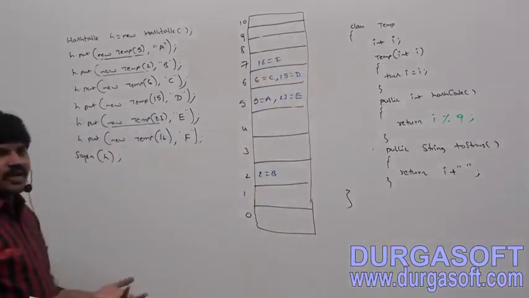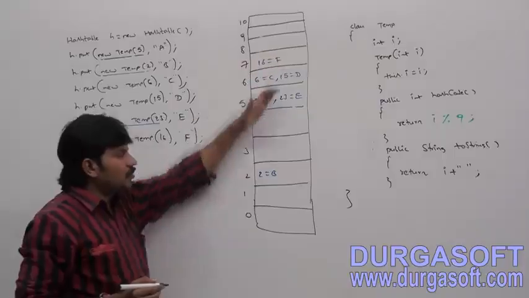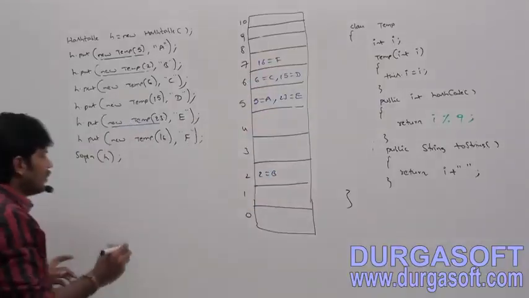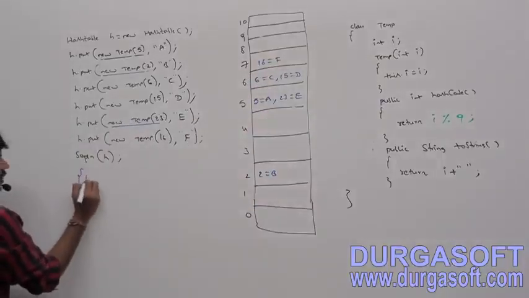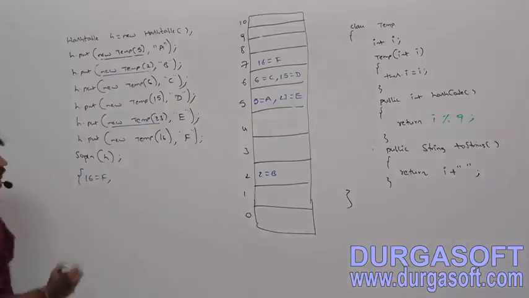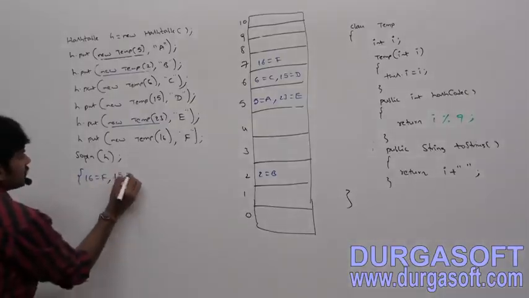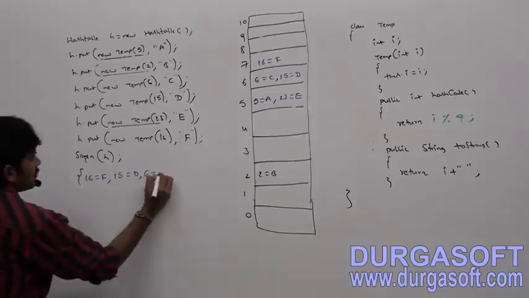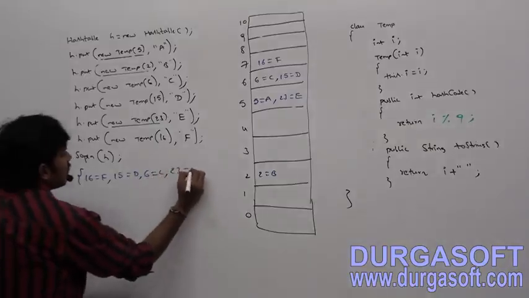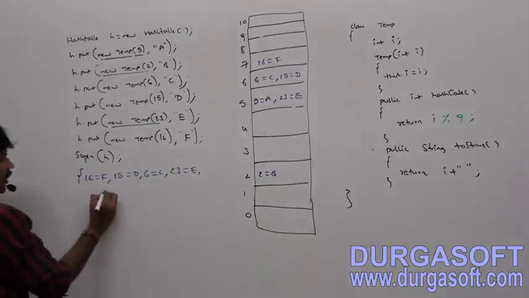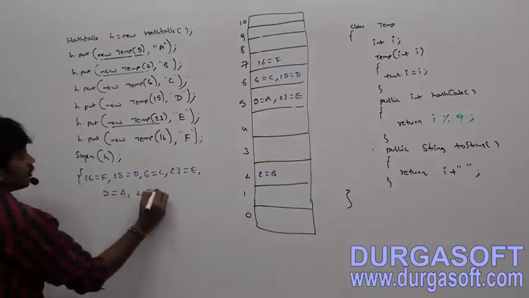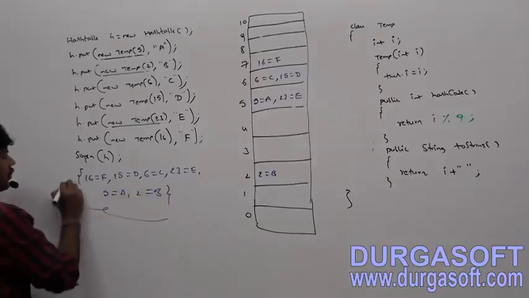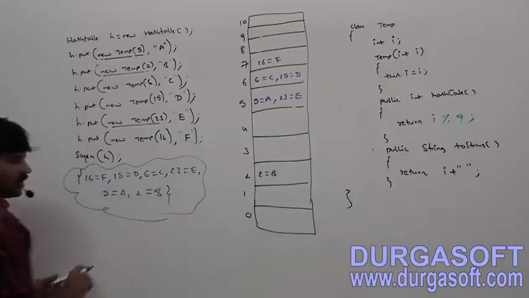Are you getting it? Now can you tell what is the output? From top to bottom, from right to left. What is the answer? 16 is equal to F, 15 is equal to D, 6 is equal to C, 23 is equal to E, 5 is equal to A, 2 is equal to B. Sir, is it correct or not? Let me execute this one.